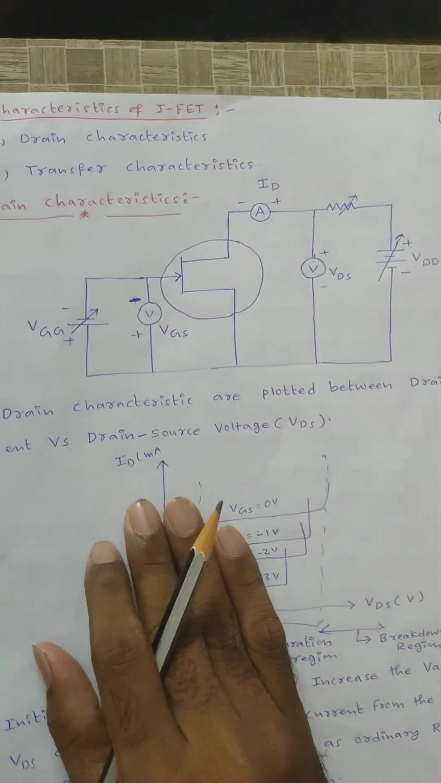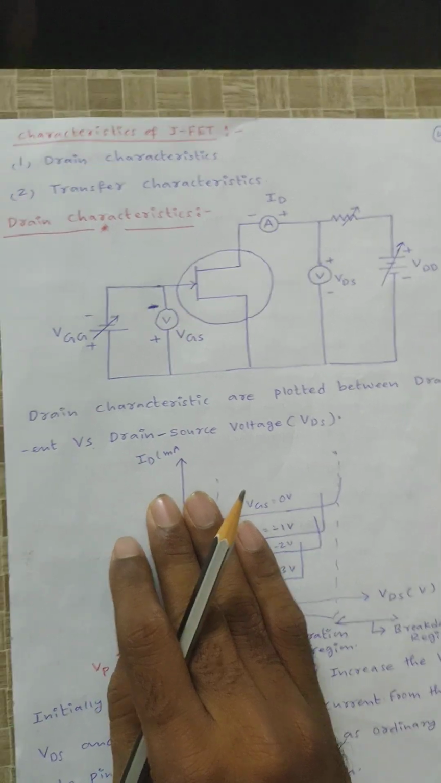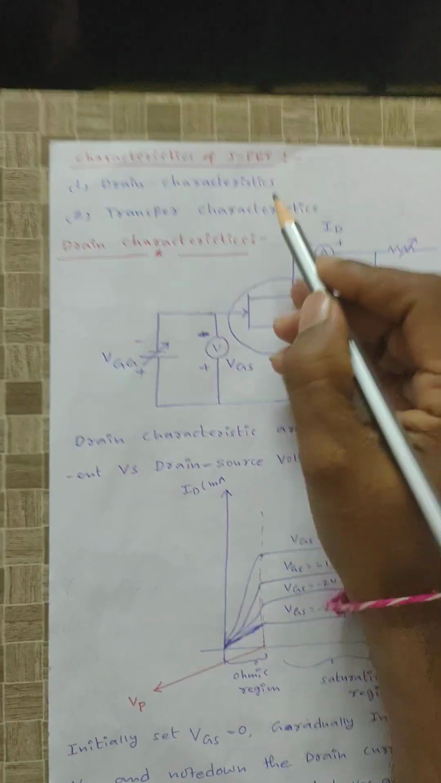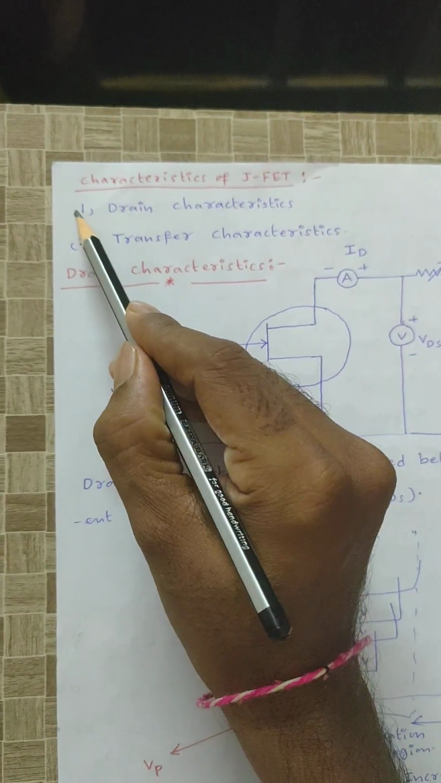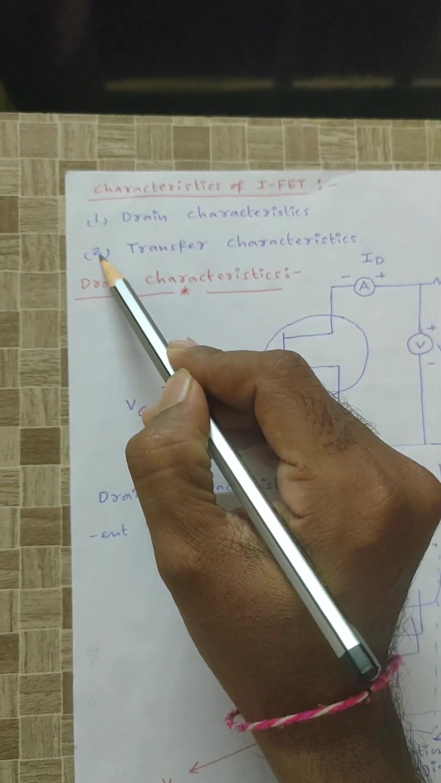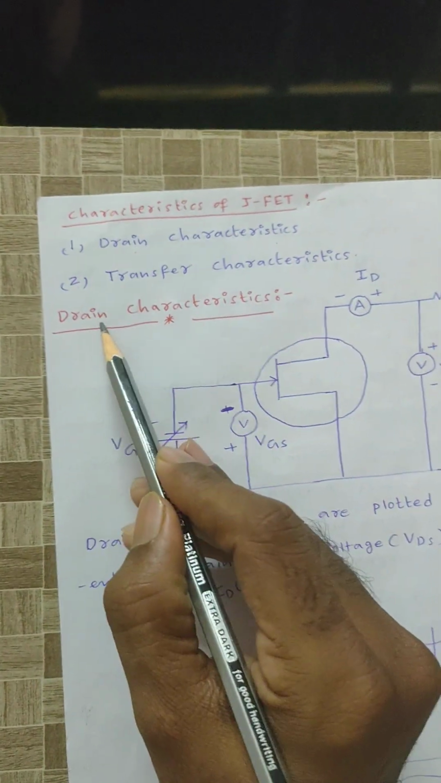Good morning all. Today we will discuss the VI characteristics of JFET. The VI characteristics of JFET are classified into two types: first, drain characteristics, and second, transfer characteristics. First we will discuss drain characteristics.